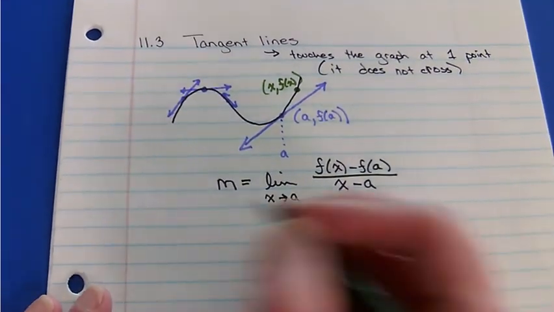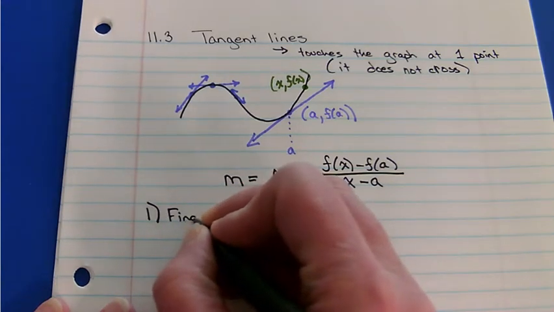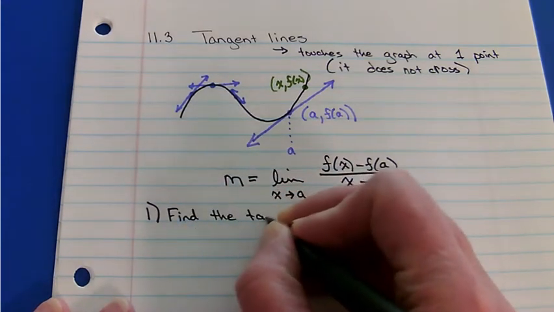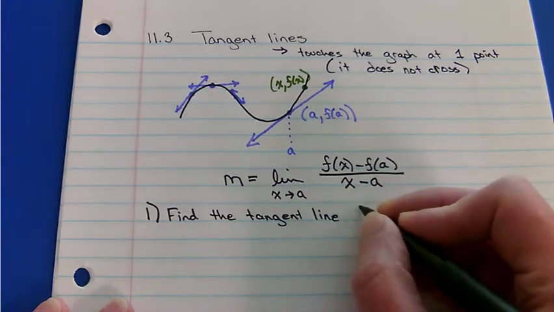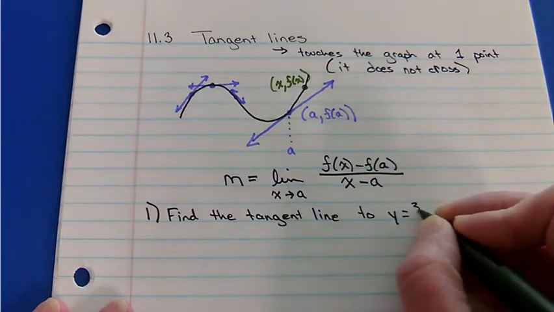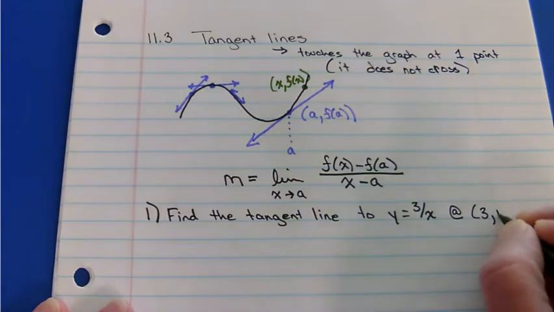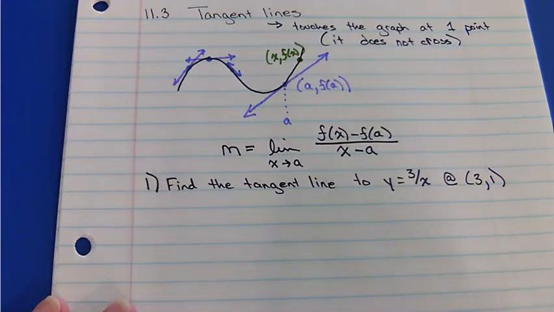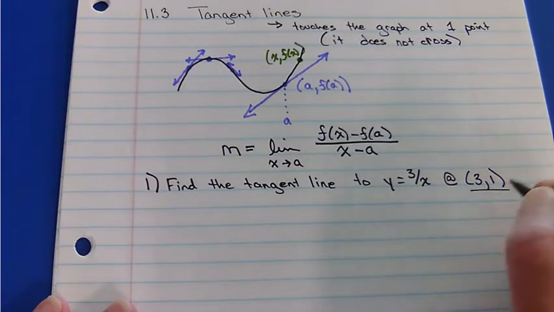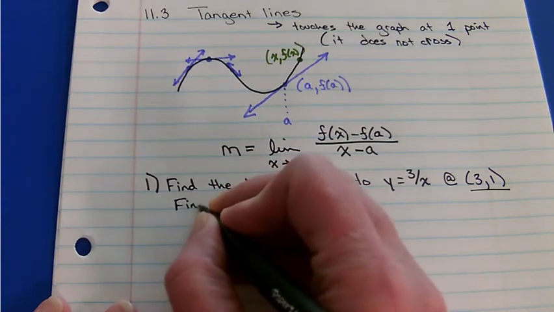So let's go ahead and do an example using that notation. So we're going to find the tangent line to y equals 3 over x at the point 3, comma 1. Well, to find the equation of a line, I need to know a point and the slope. Well, I've got a point. I need the slope. So we need to find the slope.